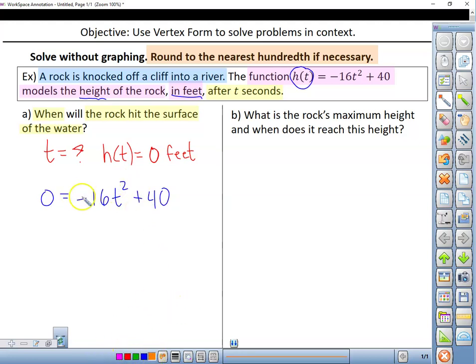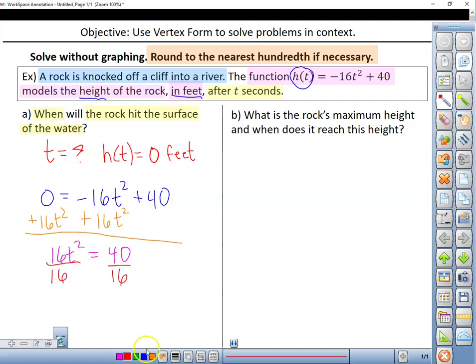And so looking at its structure, we don't have a linear term. There's no t term with our t squared term. So that means we can use our square root property. So I'm going to add 16t squared to both sides to get t squared on one side. Now before I do my square root, I want to divide both sides by 16, remember? So I divide by 16. That's going to give me t squared equals 40 divided by 16.